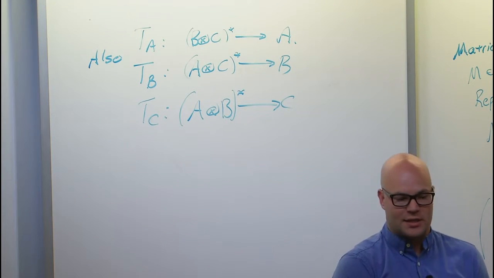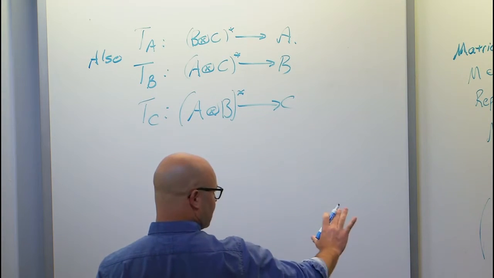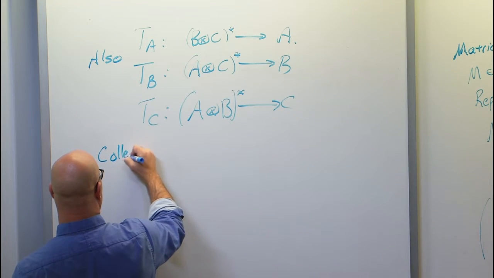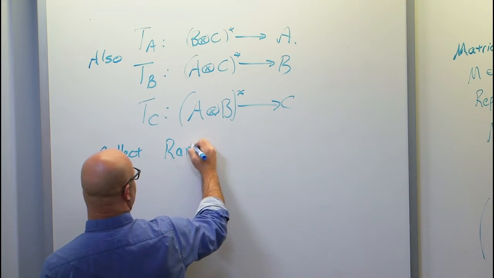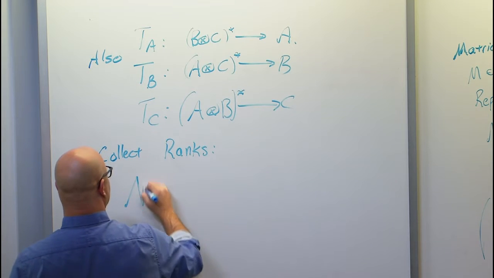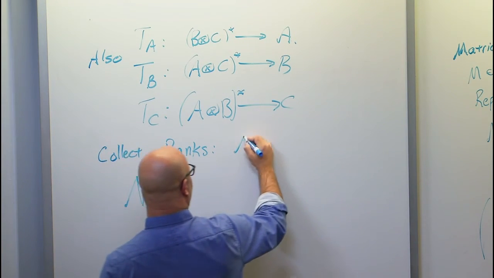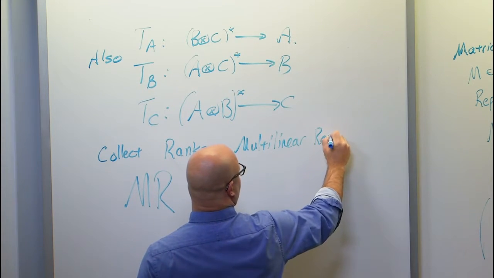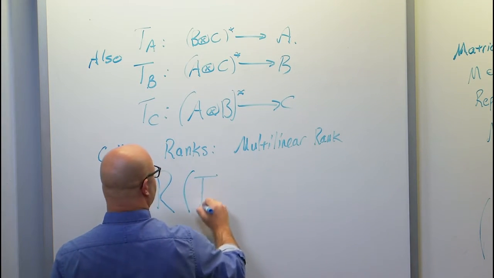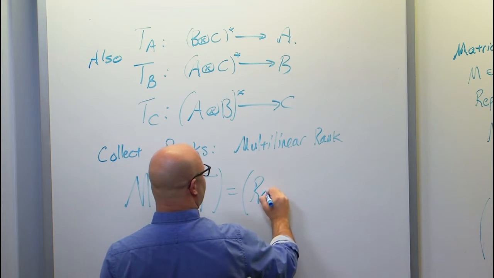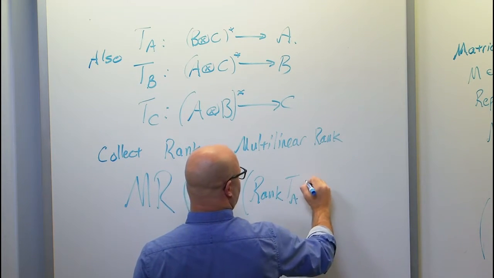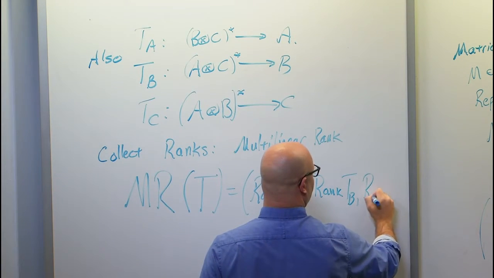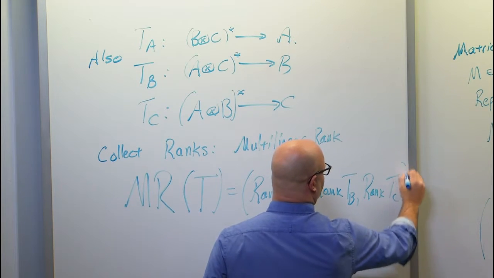And, well, I chose bases to write all of these things, but what's invariant about what I did here? It's not the matrices themselves, but the ranks. So I'm going to collect the ranks into what's going to be called the multilinear rank. MR of T is equal to the rank of T_A, rank of T_B, rank of T_C.